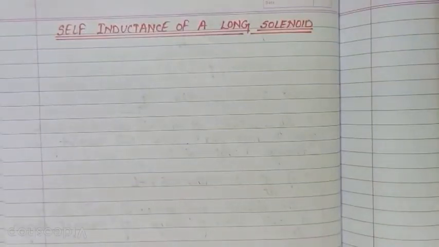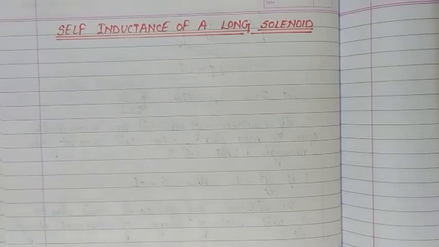Hello students. So in this video, after studying self-induction, we are going to study about self-inductance of a long solenoid. As we have studied, self-inductance capital L is equal to phi upon I. So by using that expression, we are going to find the value of self-inductance for a long solenoid.